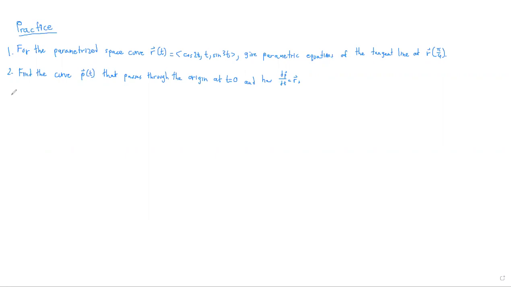So here is the practice problem. For the parametrized space curve, r of t is equal to cos 2t, t, sine 3t. Give parametric equations of the tangent line at r of pi over 4. And part 2 is find the curve p of t that passes through the origin at t equals 0, and dp over dt is equal to r, or the derivative otherwise. And I'm not going to provide the solution. I'm only going to provide the final answer.